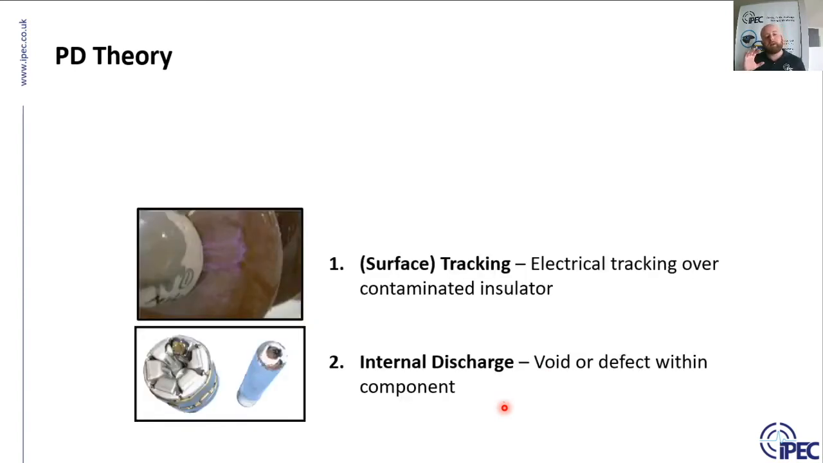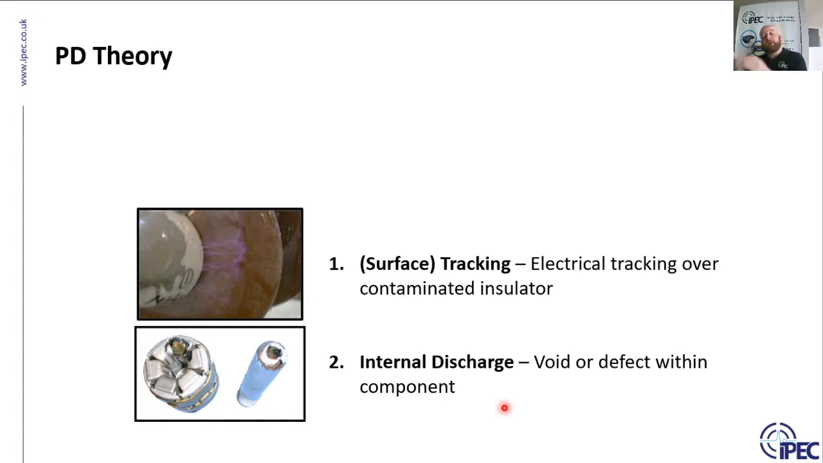So on switchgear, IPEC tend to focus on switchgear and cable. Naturally, on switchgear, we classify defects really as two types. The first one is surface tracking. That's when you've got maybe contamination on the outside of an insulator, so you'll get some surface tracking activity, electrical tracking over a contaminated insulator.